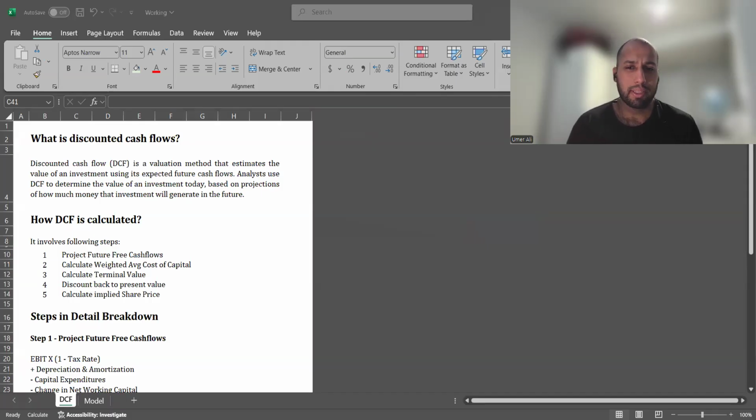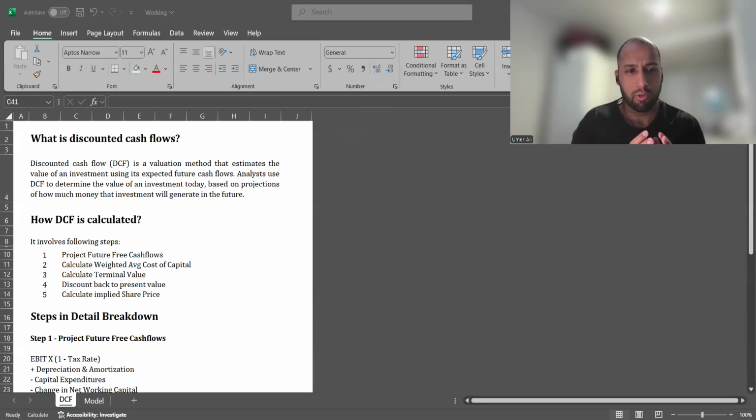So this topic is related to cash flows. Primarily, it is what is meant by discounted cash flow. Discounted cash flow is a valuation technique that analysts use to determine the value of a business based upon its future results.